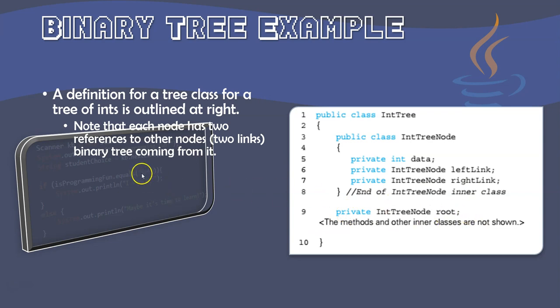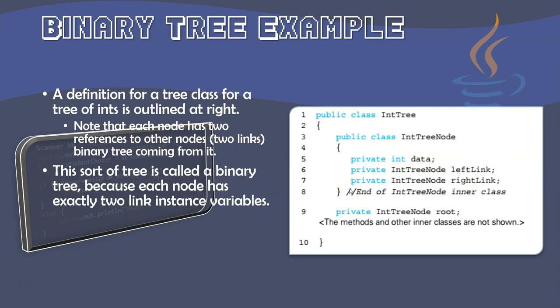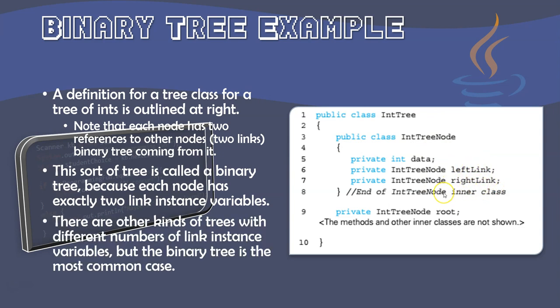And one of the things you'll notice is that there are two references. Like we said, we have the left link and a right link in this tree. And we often call this a binary tree because each node has exactly two link instance variables. So every time we construct a new node, again, we have a left link and a right link. Now, there are other kinds of trees with different numbers of link instance variables. However, the binary tree is the most common one that we're going to work with.